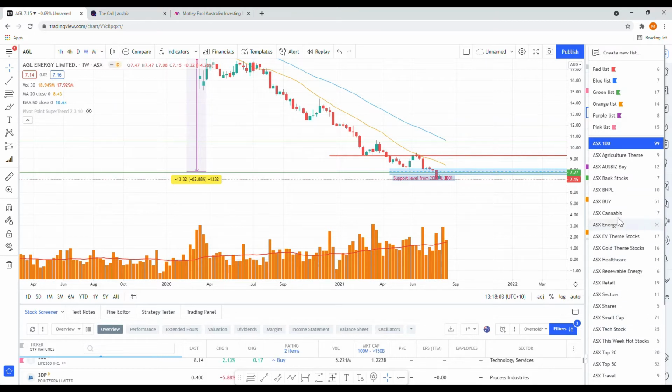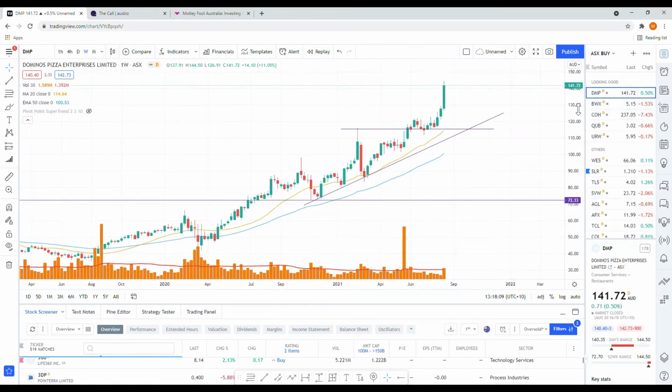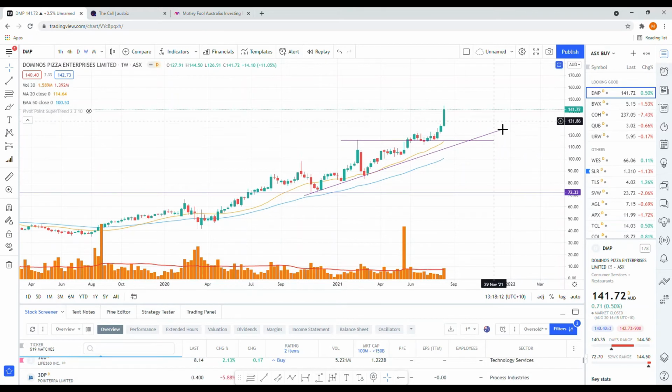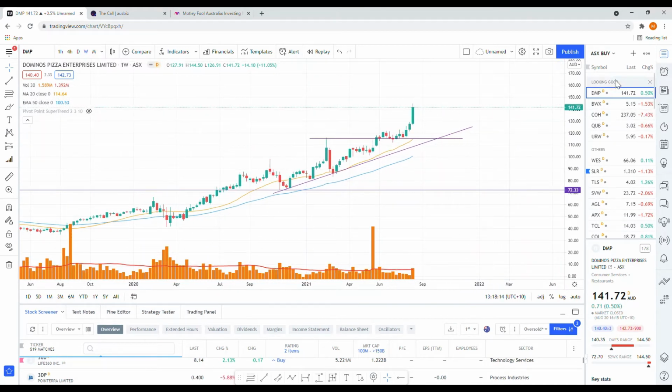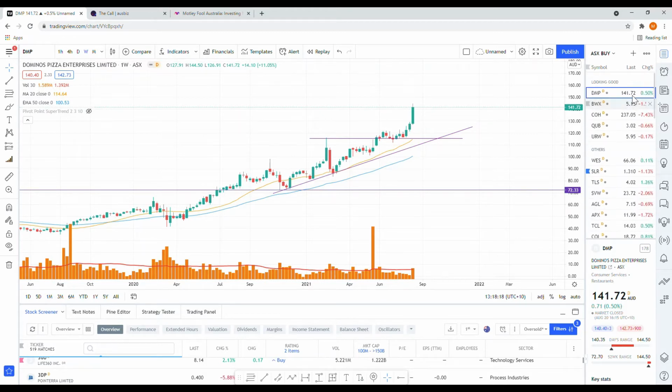Then I have ASX buy. This is where I put good stocks which I like for myself. So I look at that one once a week. I try to go through most of them once a week.